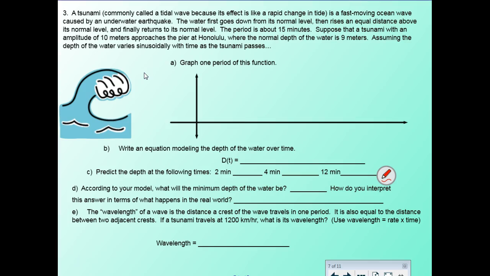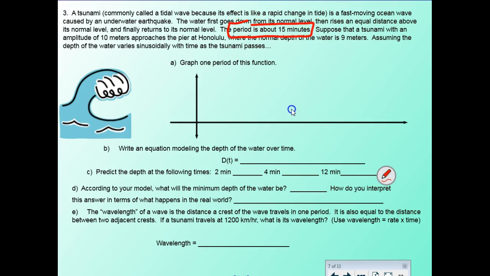Fast-moving ocean wave. Okay, underwater earthquake. The water first goes down to its normal level, and then it rises an equal distance above the sea level, is what they mean, and then returns. You ever seen those underwater pictures of just general waves? Forget tsunamis, because those are scary, but a wave is kind of awesome. I don't want to be in one, but it's cool. So the period is 15 minutes. Well, that's a very nice clue to give us.